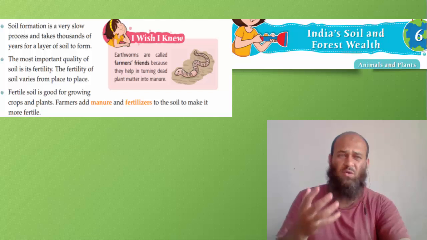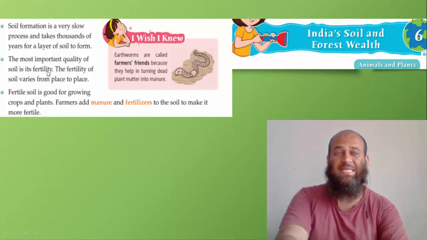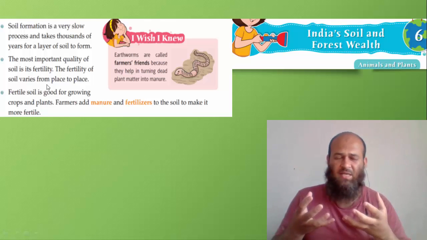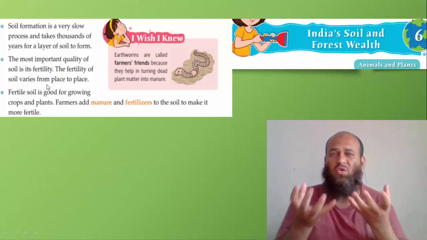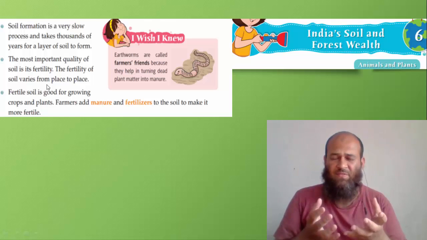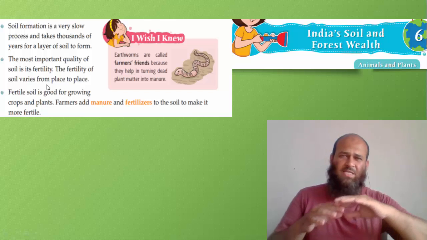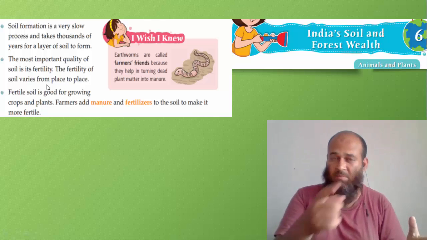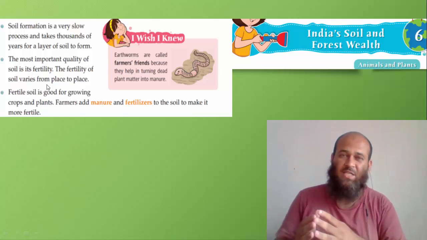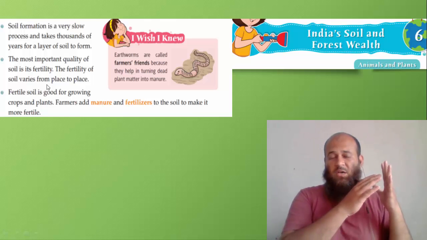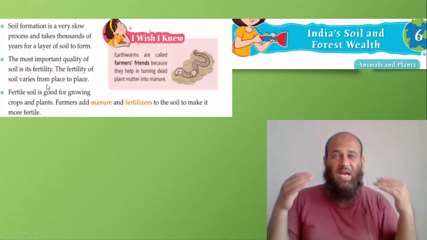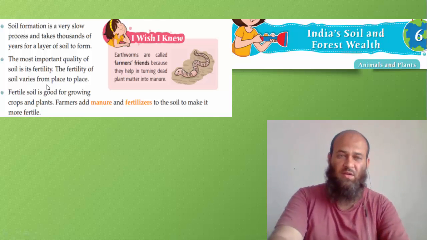The most important quality of a soil is its fertility. The fertility of soil varies from place to place. Fertility means the ability of soil to grow crops. If fertility of Aurangabad is okay, then fertility in the green plains, you remember the northern plains, so fertility of Bihar, fertility of Uttar Pradesh is different. It's quite better. They are more fertile soils over there.